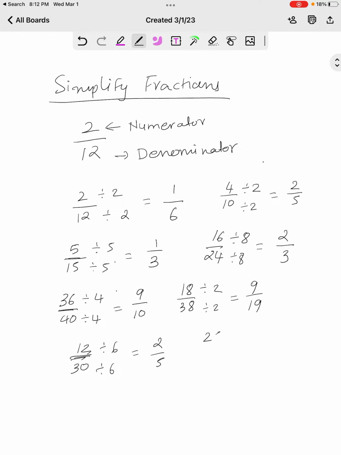So if I have 25 divided by 40, the last digit in 25 is 5, and the last digit in 40 is 0, so it seems it is divisible by 5. And so the greatest common factor right here is also 5, and so it is 25 divided by 5, which is 5, and 40 divided by 5 is 8, so 5 over 8.